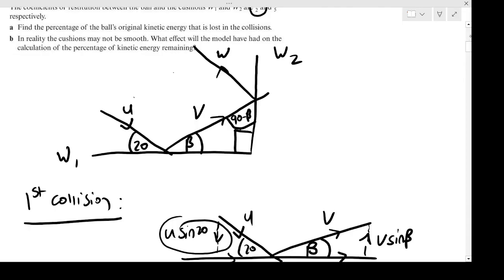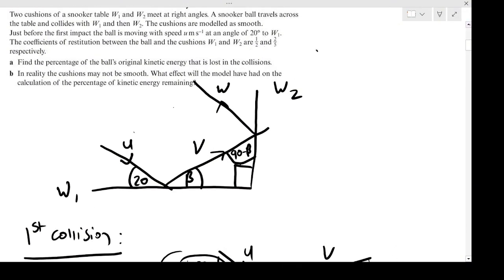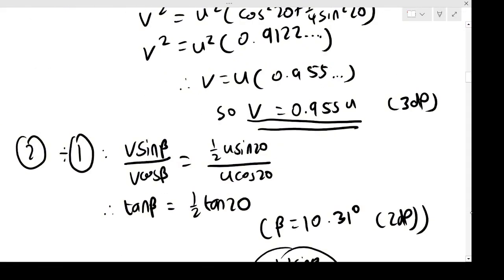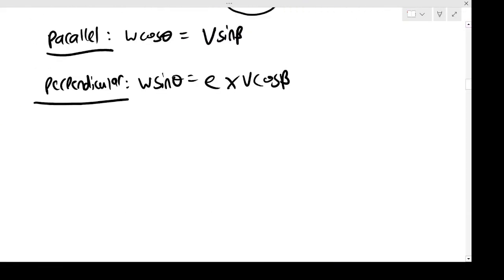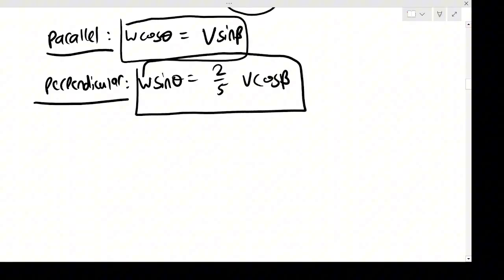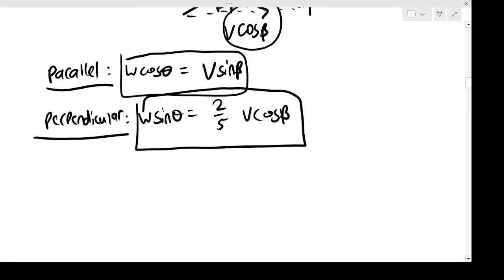We are told with the second wall, the coefficient of restitution is now 2/5. Pay attention to the question. The coefficient of restitution can change because the surfaces are different. So for the second collision, it's now 2/5 for E. So it's going to be 2/5 V cos beta there. So we've got my two equations here. Hopefully happy with that. Again, try not to sub in beta or V. Let's try and avoid direct substitutions and rounding as much as we can.